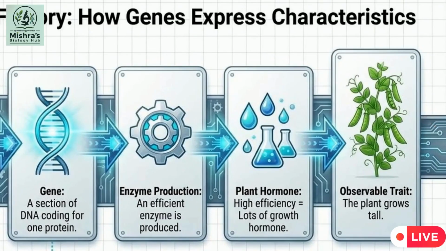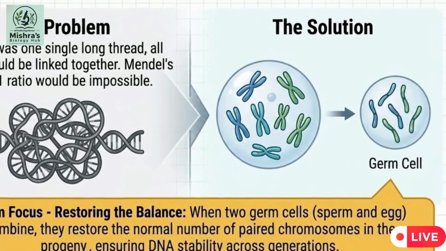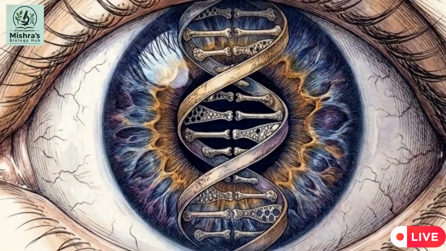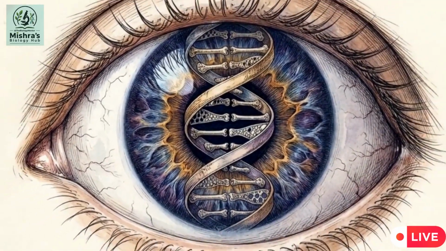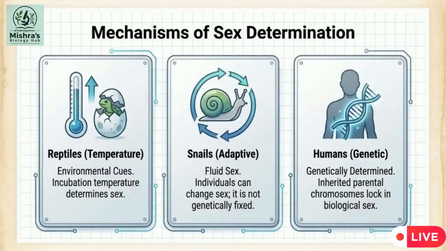If your DNA was one continuous thread, every trait would be permanently linked, making independent assortment impossible. Nature solved this by organizing DNA into discrete chromosomes. Germ cells carry a half set, combining to restore the paired balance in the offspring. The physical characteristics we see in the mirror are simply the final output of millions of microscopic protein factories operating inside us. This 3-panel comparison shows that biological sex is determined differently across the animal kingdom.